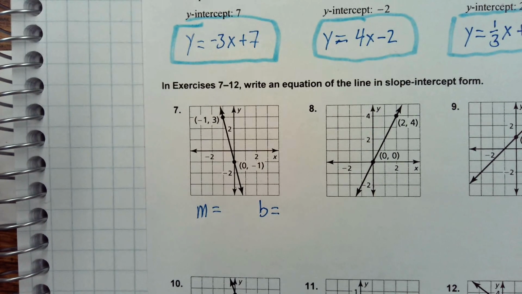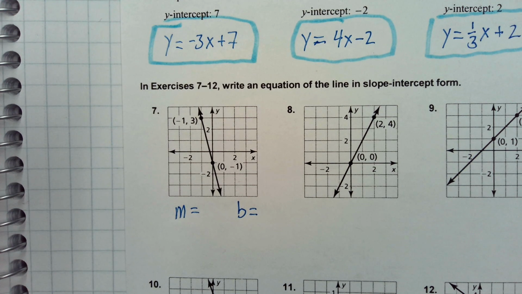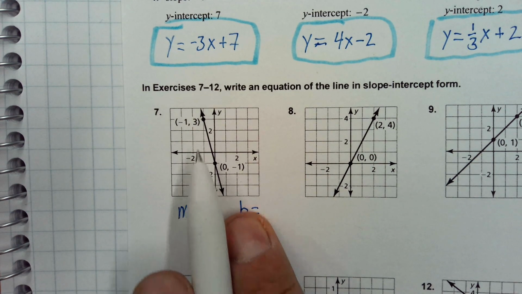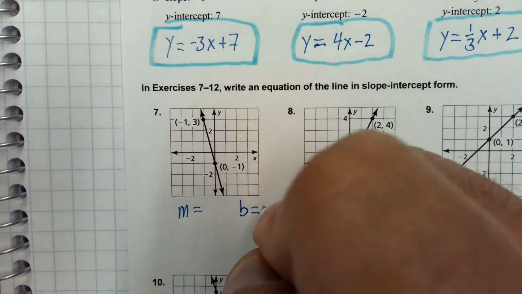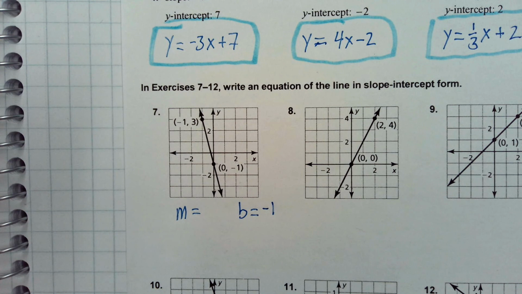Okay, so on number 7 here, I'm looking for the slope m and the y-intercept b. And, well, the y-intercept's actually pretty easy to find. They even gave it to you there, right? This line is crossing at -1. How do we find the slope? Rise over run.